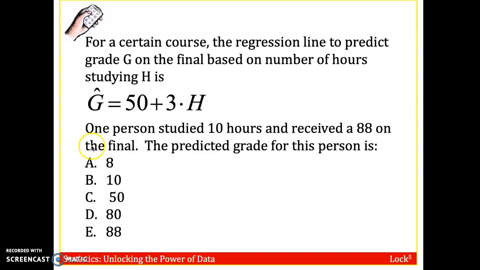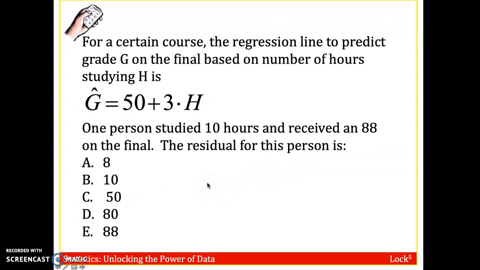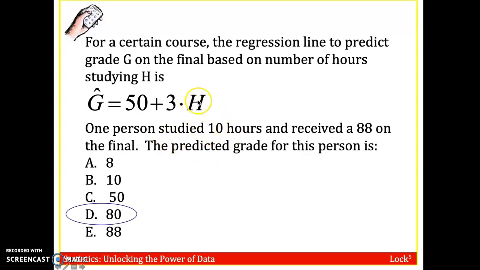Okay, let's look at another example. The regression line to predict grade G, so here's my G hat, on the final based on the number of hours studying H, is given to be 50 plus 3H. If one person studied 10 hours and received an 88 on the final, what would be the predicted grade for this person? Notice here, this 88 is the observed, the actual grade, but what would be the predicted grade? I hope you've got 80. Because if you were to plug 10 hours in here, you have 3 times 10 is 30, plus 50 to get a predicted grade of 80.